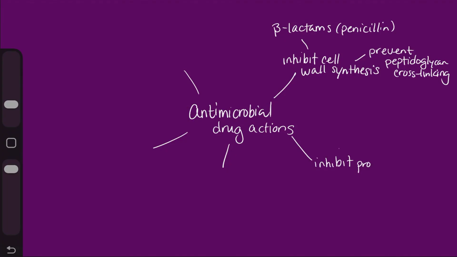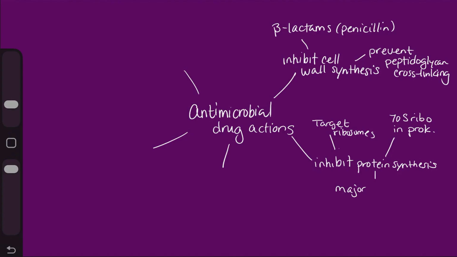Inhibit protein synthesis. Target ribosomes. 70S ribosomes in prokaryotes. Major drug classes: aminoglycosides, tetracyclines, macrolides.